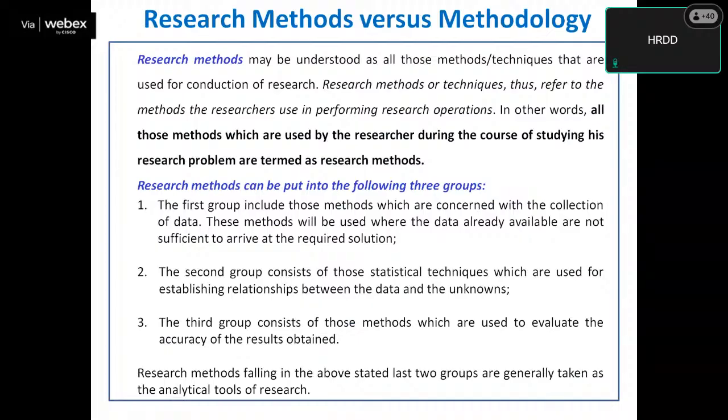Research method or technique refers to the methods the researcher uses in performing the research operations. Clear? So methods which will be used to perform the research operations. In other words, all those methods which are used by the researcher during the course of studying his research problem are termed as research methods. So this is what research method is all about. We are every day using some research method to do our research.